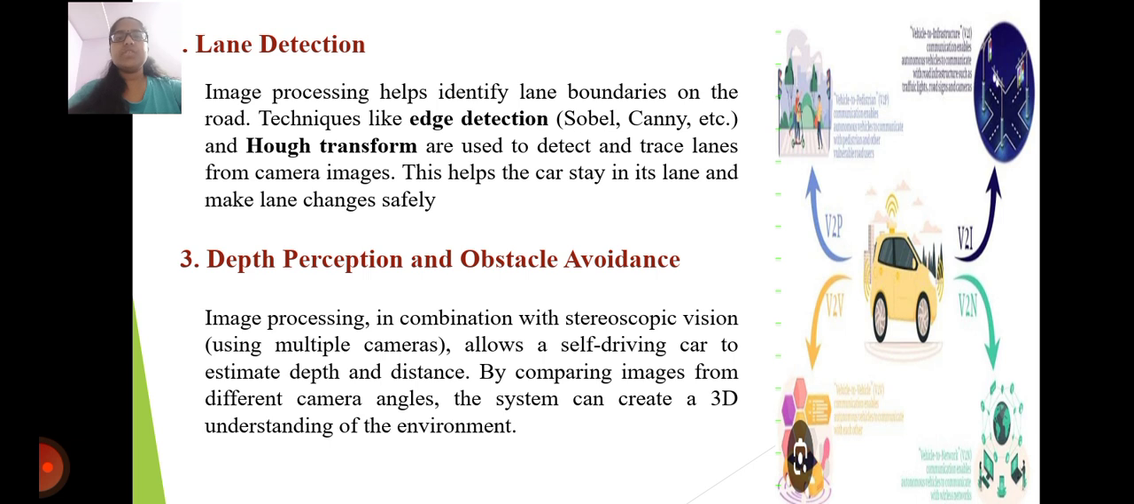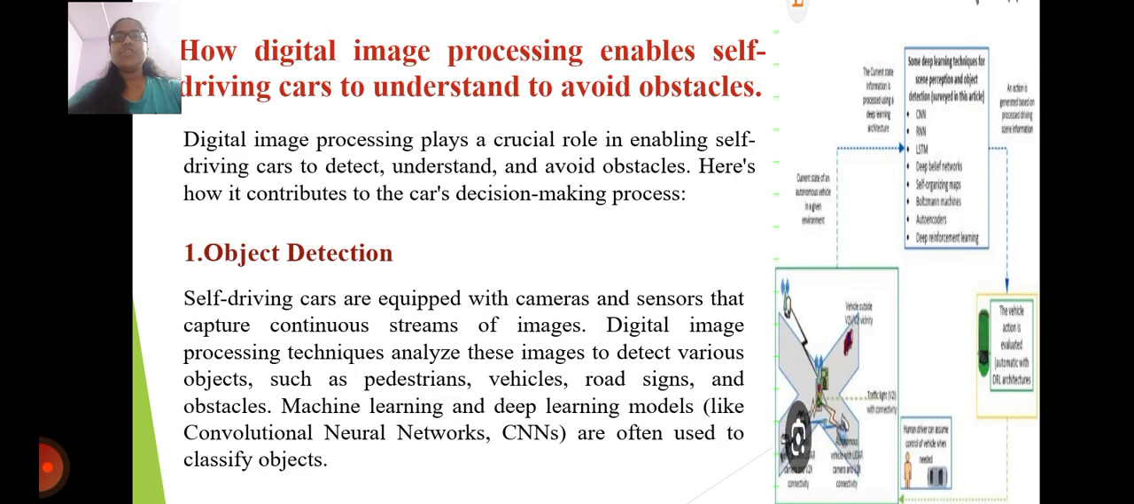The third thing is depth perception and obstacle avoidance. Image processing in combination with stereoscopic vision using multiple cameras allows a self-driving car to estimate depth and distance. By comparing the images from different camera angles, the system can create a 3D understanding of the environment. The second thing is how digital image processing enables the self-driving car to avoid obstacles. Let us learn about this now.